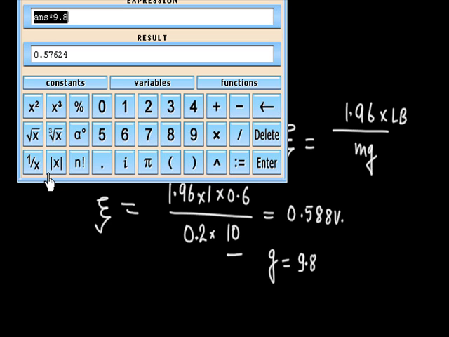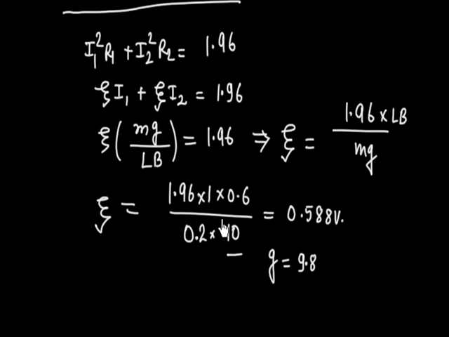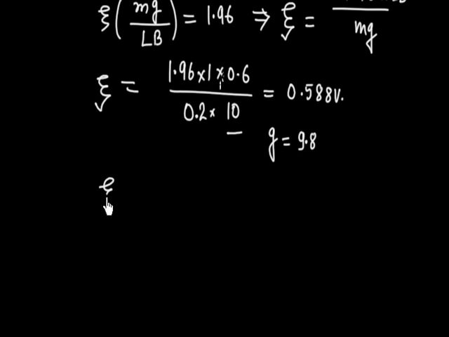I think I have made some mistake. I have to divide by 9.8. Are you getting or not? So let me check again. This is basically 0.588 multiplied by 10 and this divided by 9.8. Now things are easy. So this value is 0.6. So this is a whole number, it's a good number. So if I take g equal to 9.8, xi is 0.6 volt.